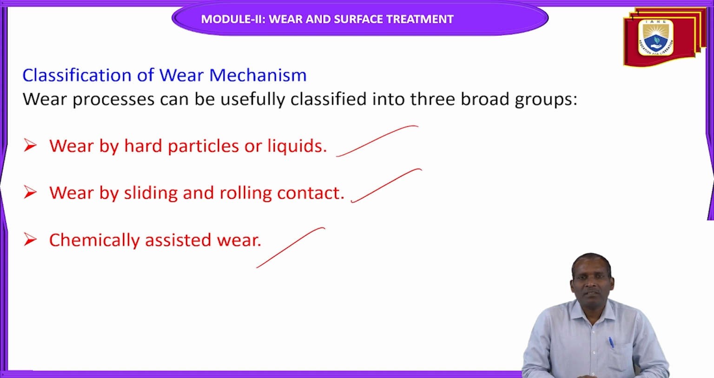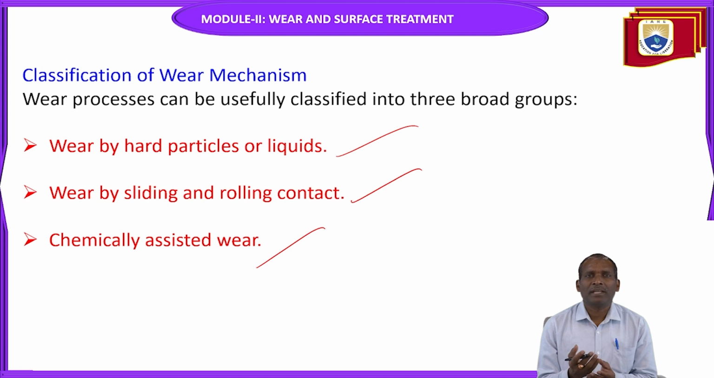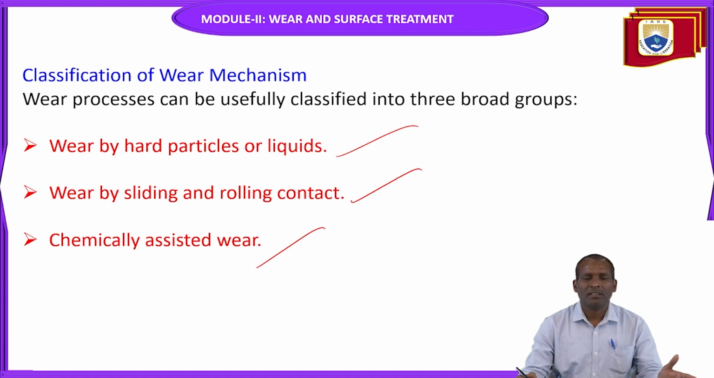Whenever two surfaces are in sliding or rolling contact, there is wear between the two surfaces due to various factors. It is based on the material properties, the type of lubricant, the atomic structure of the material, and the environmental conditions. All these things influence the wear. The third one is chemically assisted wear. Whenever two materials are in contact and in relative motion, there is a chemical reaction between these two surfaces. Due to this chemical reaction, wear takes place.